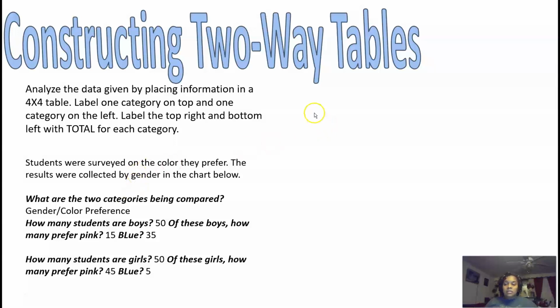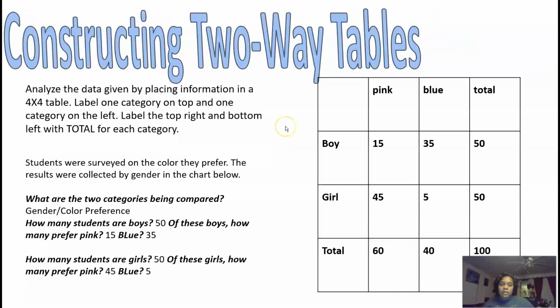Okay, so the question we'll be looking at here: students were surveyed on the color they prefer. The results were collected by gender in the chart. So if you look at the chart, what are two categories being compared? We know that gender and color. So we know that this is the color and this is the gender.